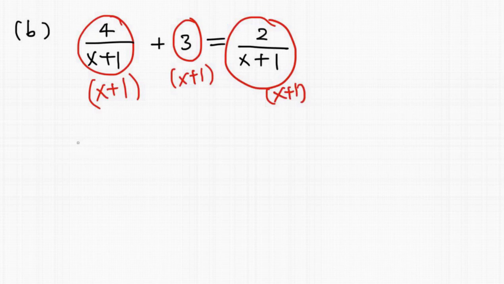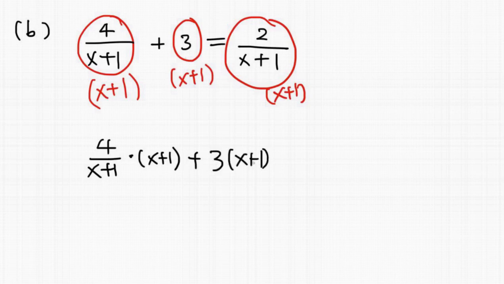So multiply 4 over x plus 1 by x plus 1, multiply the second term 3 by x plus 1, and multiply the third one, 2 over x plus 1, by x plus 1.